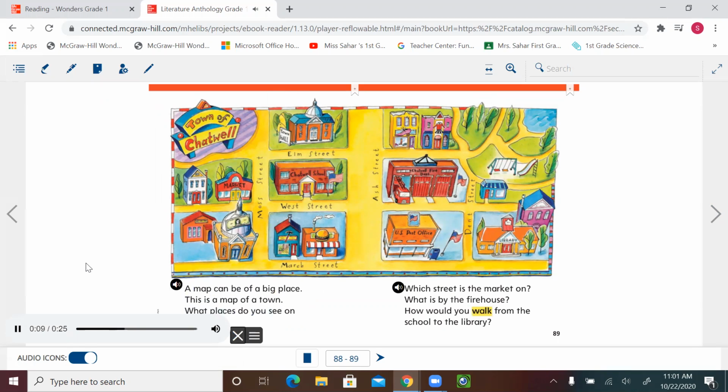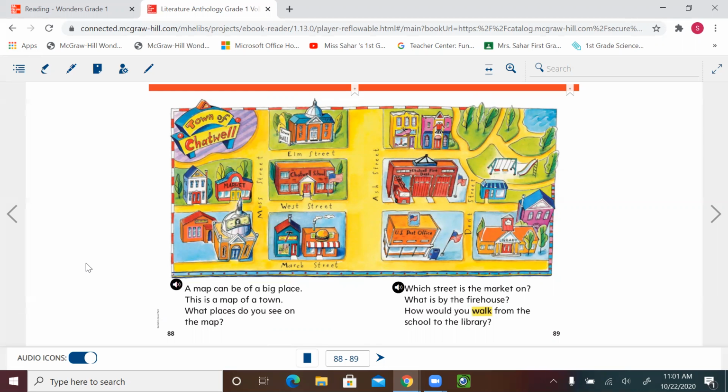Map. Town of Chatwell. Map labels. Town Hall. Market. Moss Street. Elm Street. Chatwell School. West Street. March Street.